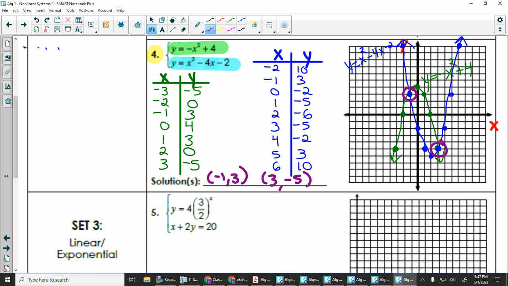Okay, remember, sometimes there's 1 spot, like the last question. Sometimes there's 2 spots, like this one. And sometimes they won't even touch each other at all. It depends on the system.